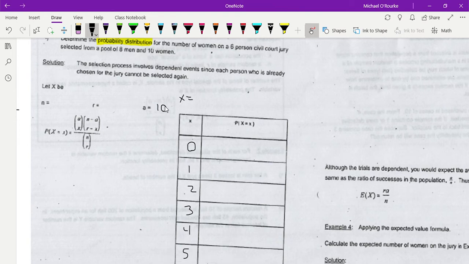That's what you're looking for. We're looking at just the women, not the defectives. I'm changing that wording, okay? What is my N number? What's my total size of my population? 18. And what's my R number? What's my sample size? I'm taking 6 jurors out, 6 people. Then how many of the population do I want? I want 0 right now, okay?